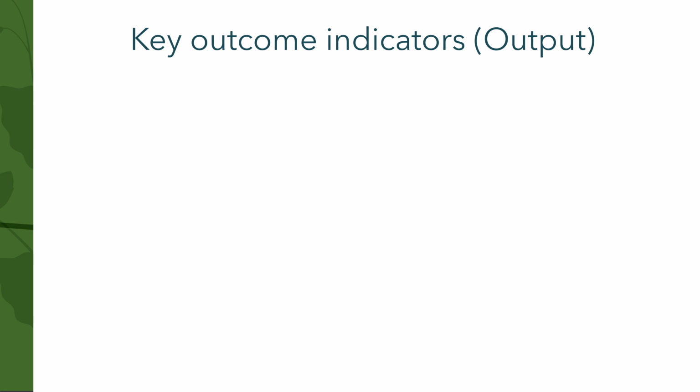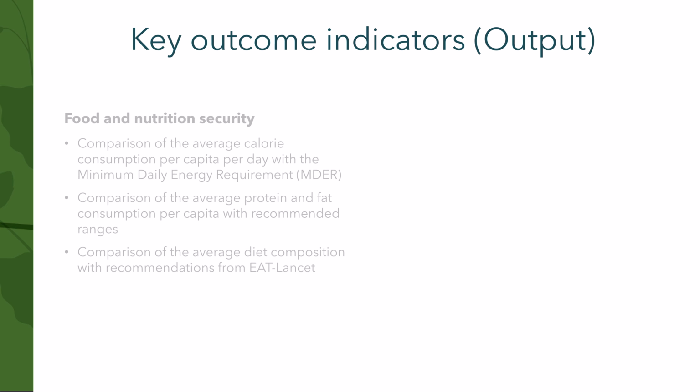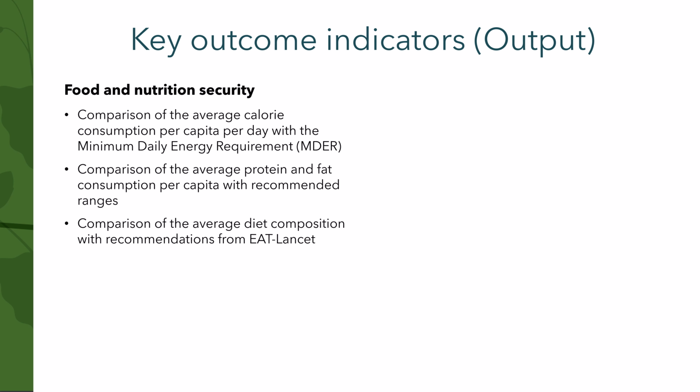The key output indicators provided by the FABLE Calculator can be grouped into three main categories. The first category is food and nutrition security, where the model provides insights such as the average daily calorie consumption per capita, the minimum daily energy requirement from 2025 to 2050, the average protein and fat consumption per capita, and the average diet composition compared to recommendations from Eat Lancet.